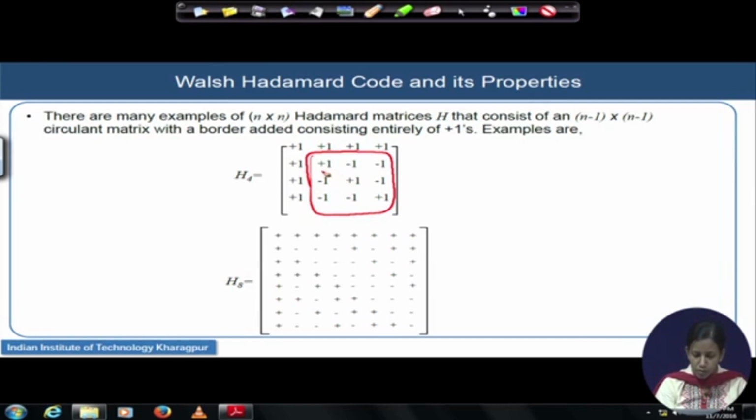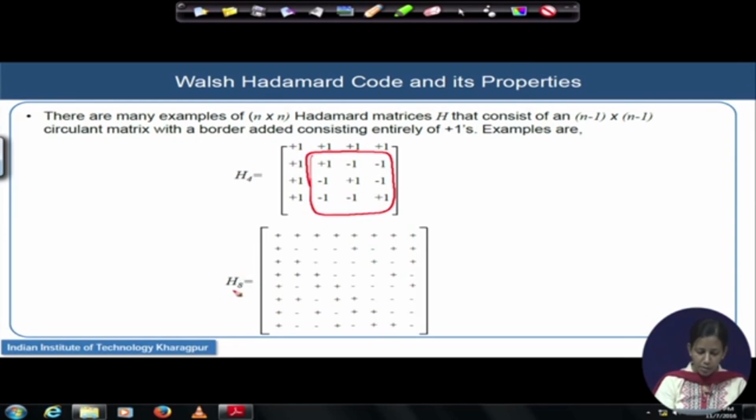See the property: this was plus 1 minus 1 minus 1, it rotated once, this minus 1 came here, then you rotate one more, and then one more, and it will be shifted. So, plus 1 is getting shifted slowly, this minus 1 first came here and then shifts, and the last minus 1 is there. So, this section is showing the circulant property, and the Hadamard matrix is constructed by giving a border of plus 1 on the top and towards the left.